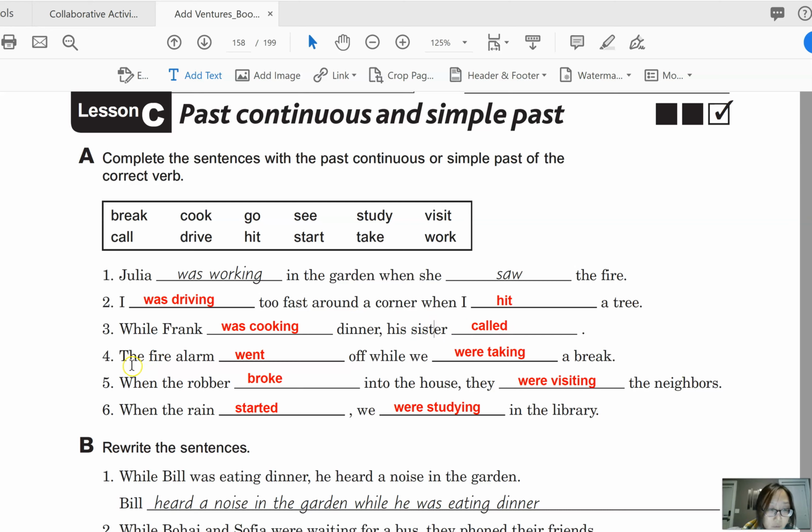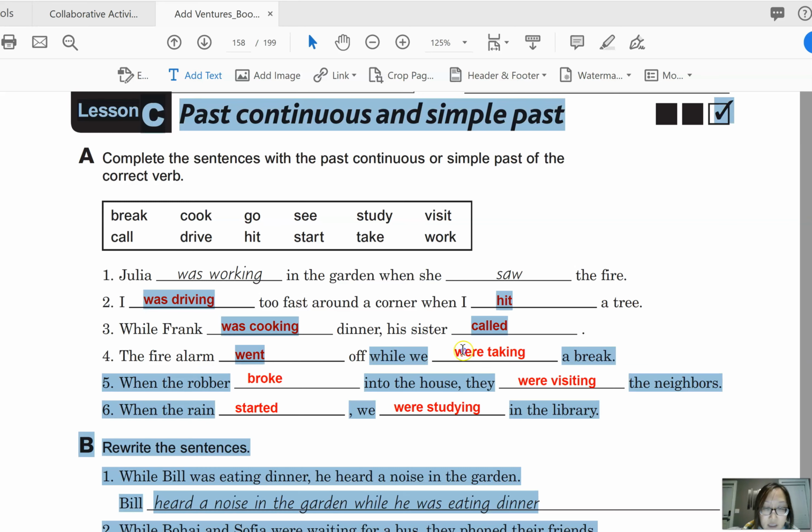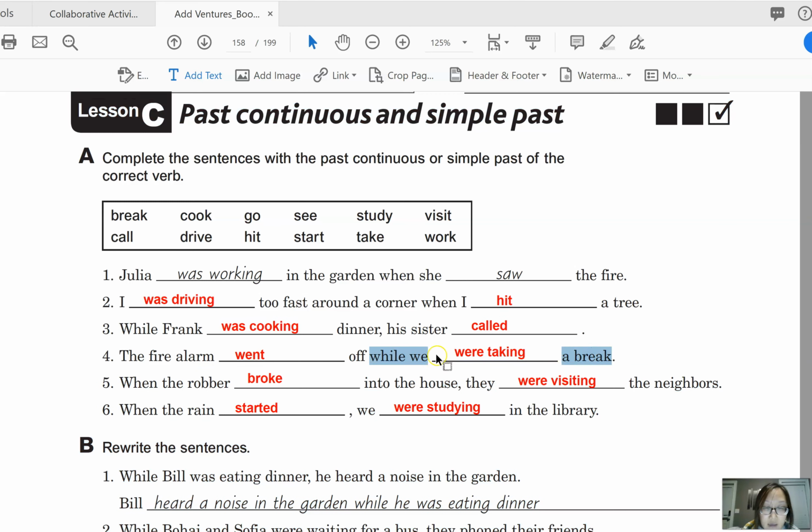Number 4, the fire alarm went off while we were taking a break. So this is the continuous activity, and that's why we use the past continuous. And then this is the interruption. The fire alarm went off, so it's past tense.